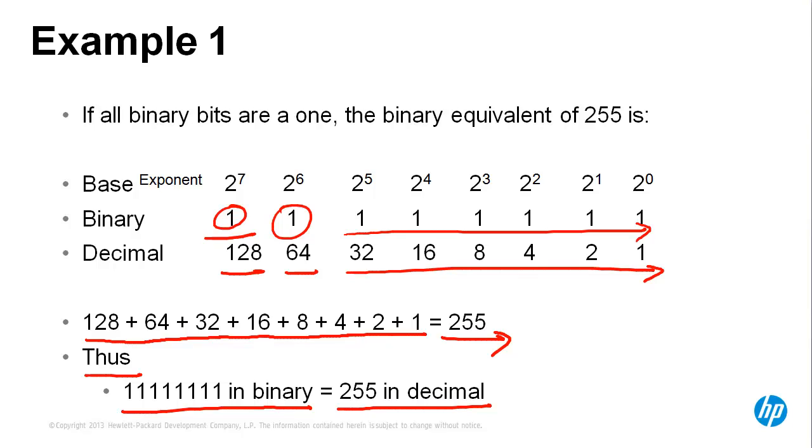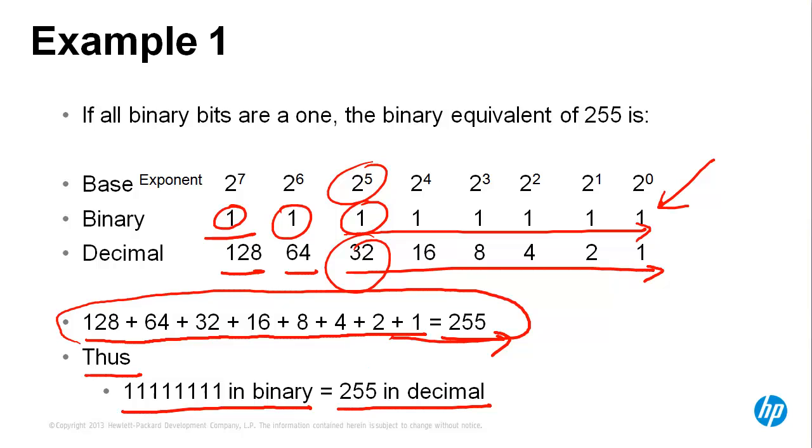That's because every logical cable is set on, in other words, has a value of 1, and this value, for example, represents 2 to the power of 5, which is equal to 32 in decimal. Adding those values together gives you the value of 255.